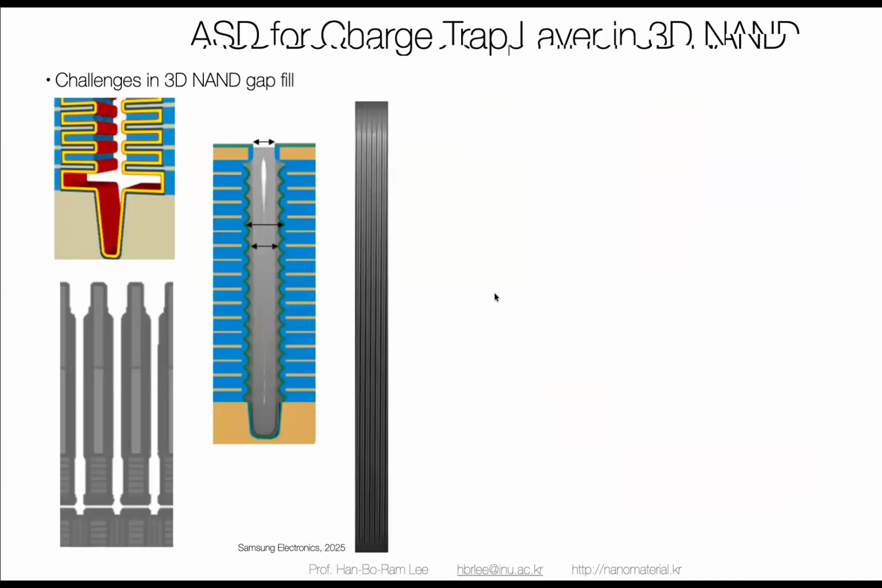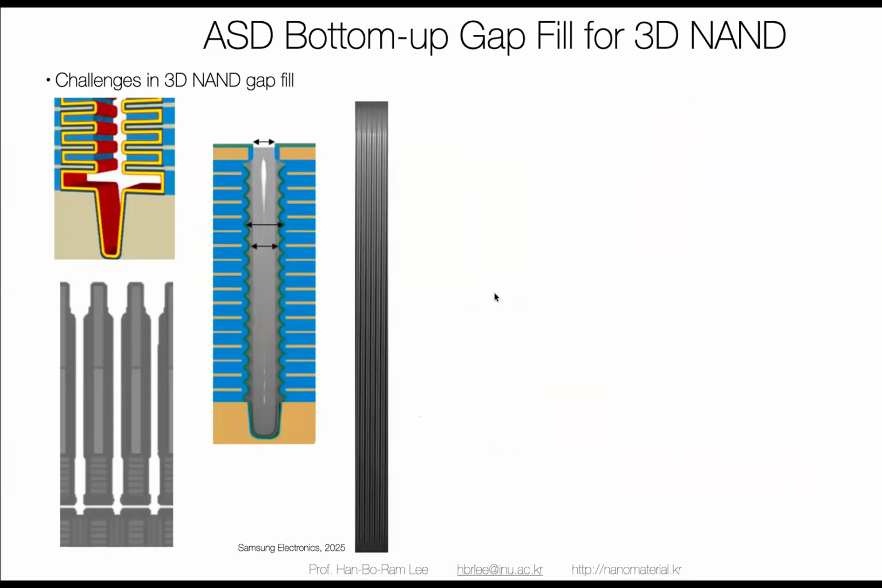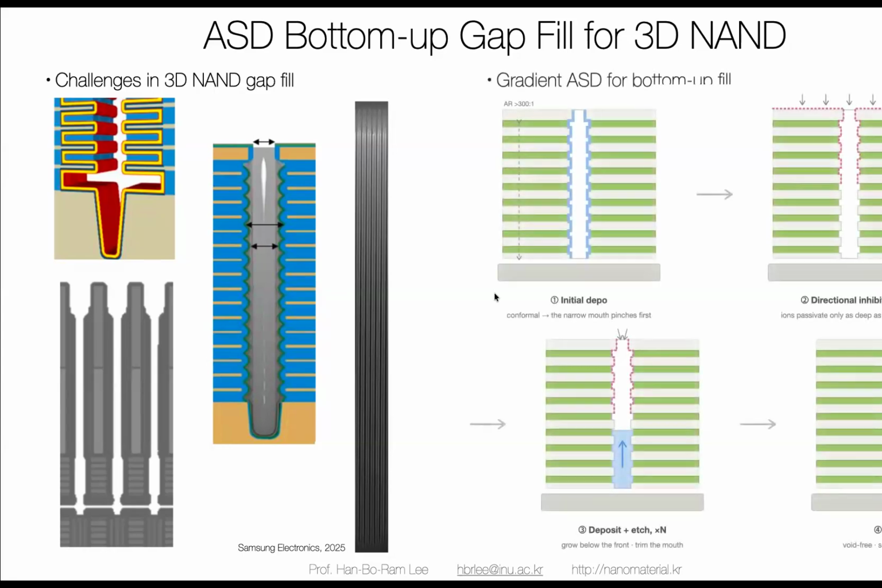And also, this is another problem. If you make the NAND flash memory, this is a very uneven high aspect ratio structure. Because the surface is very uneven, it is very difficult to fill this line. This is the same process we suggested in the Tony version. We make inhibition on the top or upper area, and induce bottom growth from the bottom to the top.